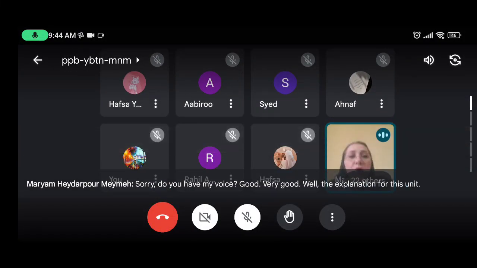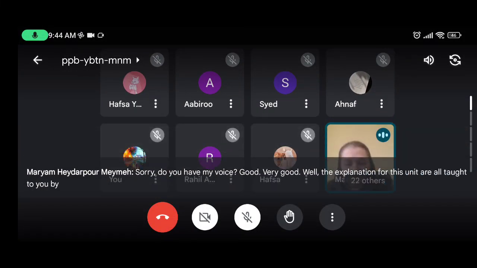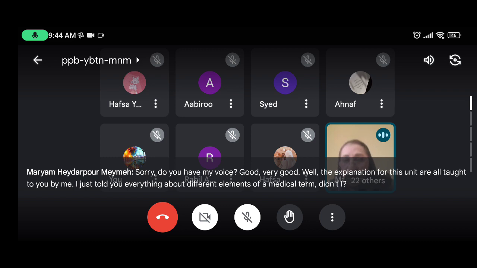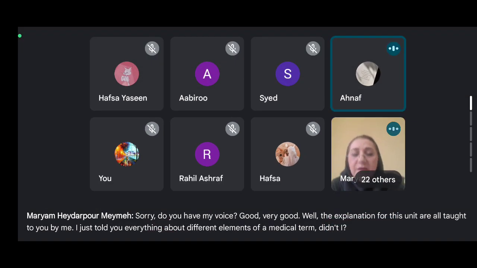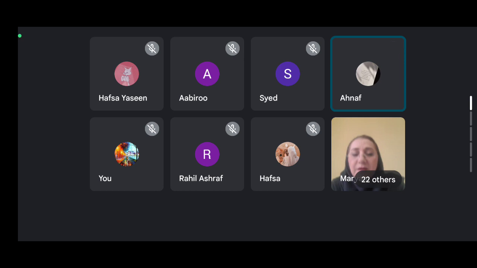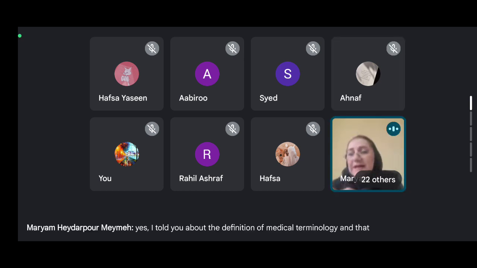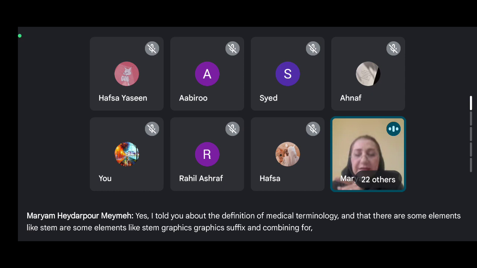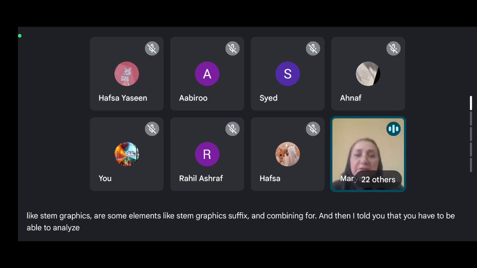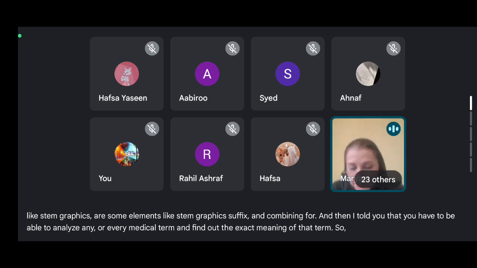for this unit are all taught to you by me. I just told you everything about different elements of a medical term, didn't I? Yes, ma'am. Yes, I told you about the definition of medical terminology and that there are some elements like stem, prefix, suffix, and form. And then I told you that you have to be able to analyze any or every medical term and find out the exact meaning of that term.